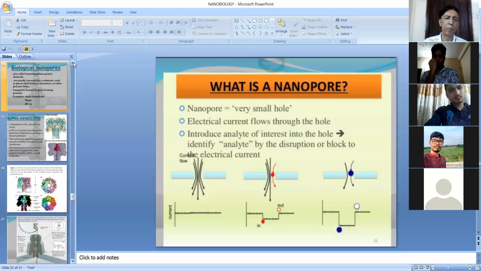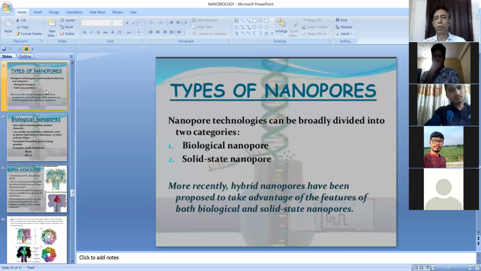There are different types of nanopores. One is biological nanopore, one is solid state nanopore. Biological nanopore means the nanopore is made by biological substances. And the solid state nanopore means the nanopore which is made by researchers, or which is made by humans. But biologically, that means self-assembly. This nanopore is made by self-assembly.